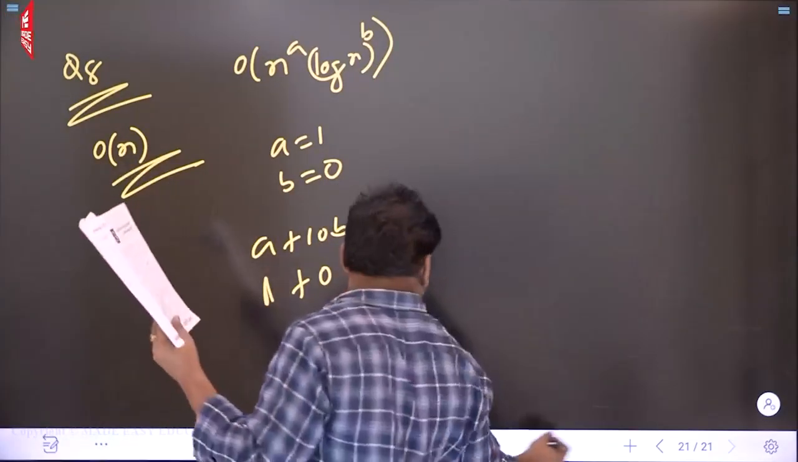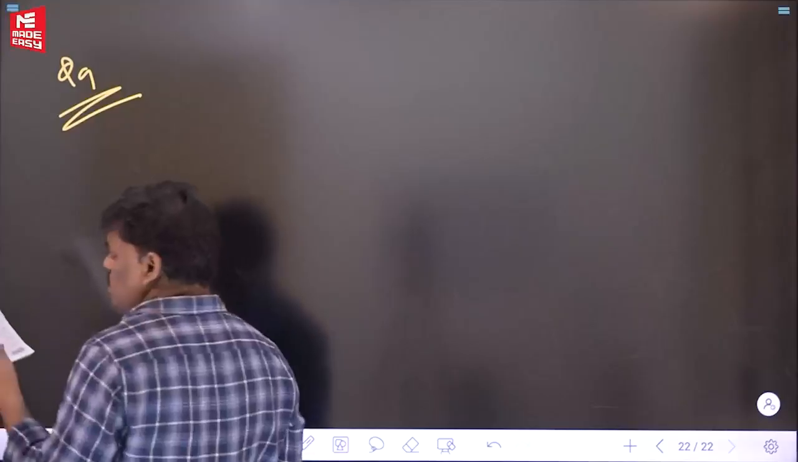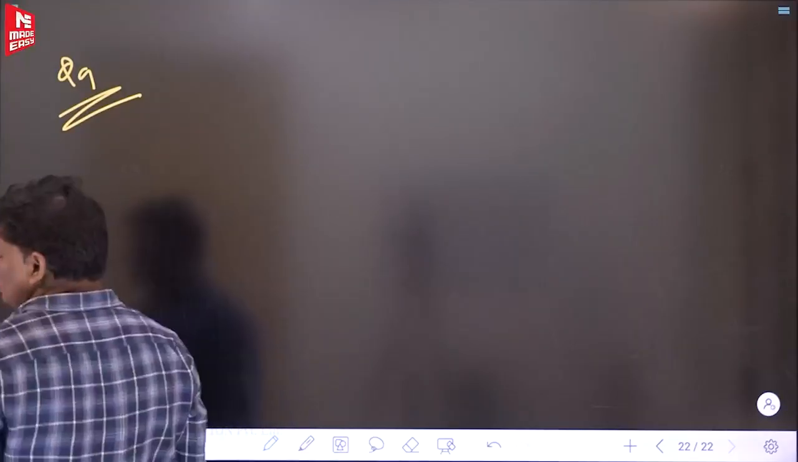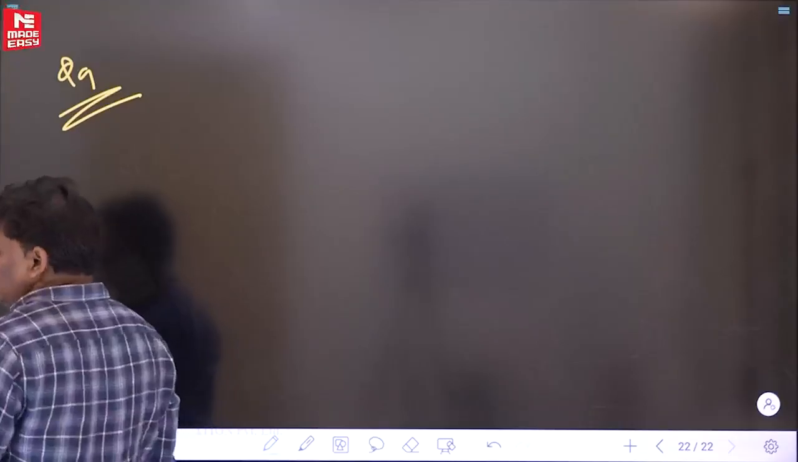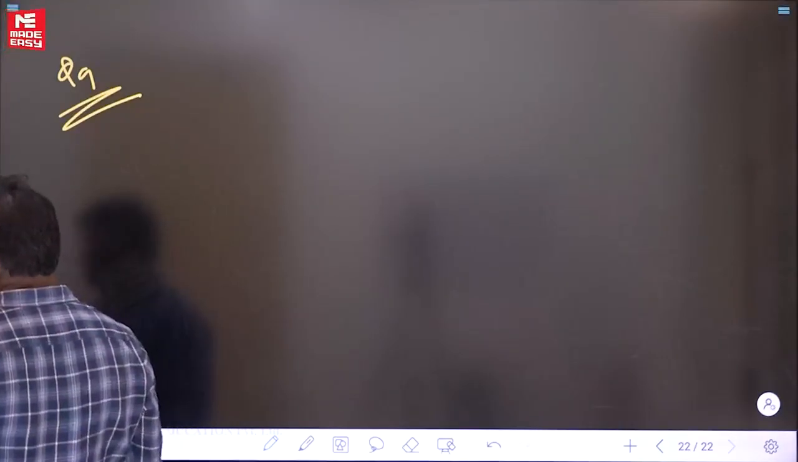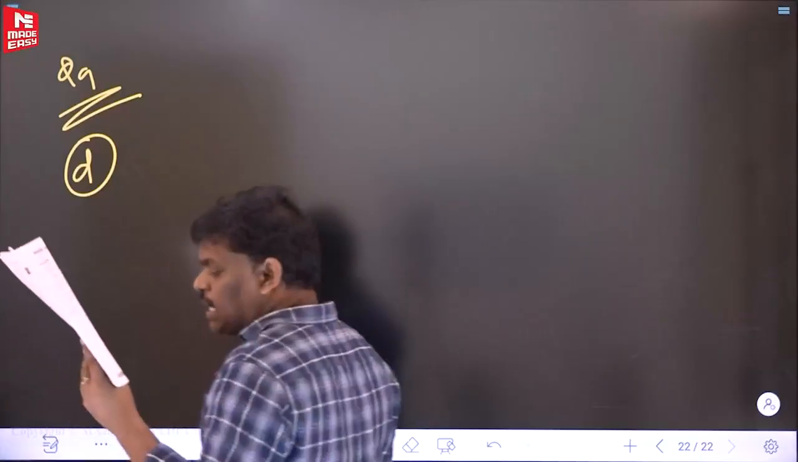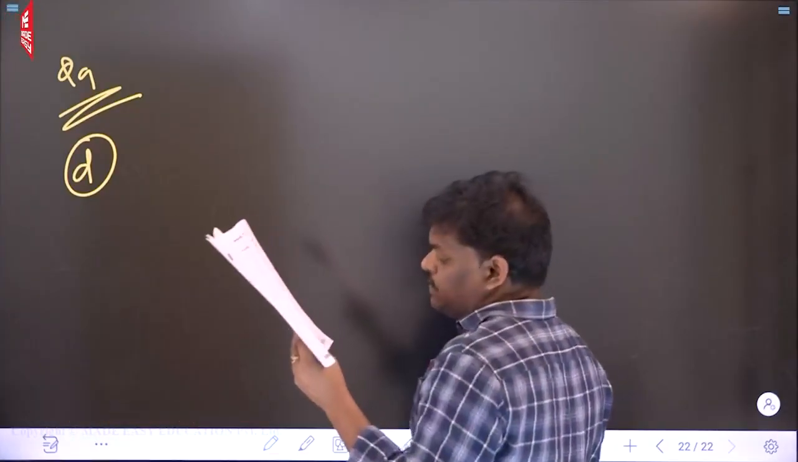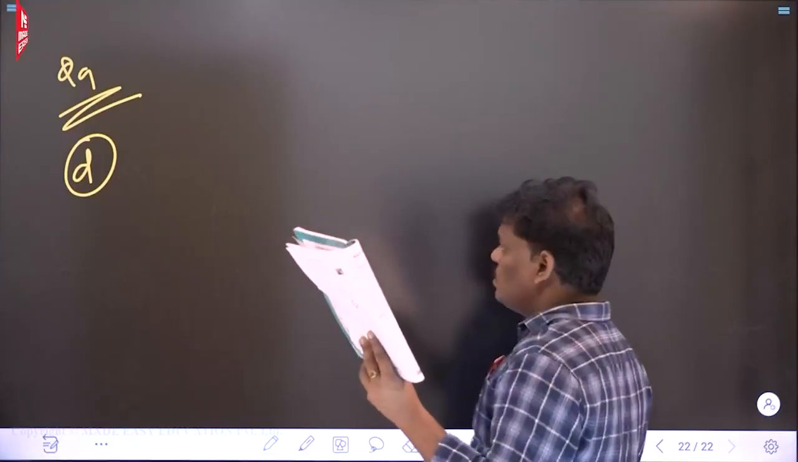Next one, question number 9. Adjacency list is preferred over adjacency matrix when the graph contains very few edges. Less means what? Sparse. So I think D, sparse graph. More edges, dense graph, adjacency matrix. Less edges, sparse graph, adjacency list.